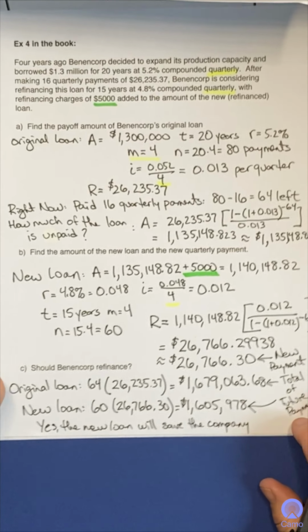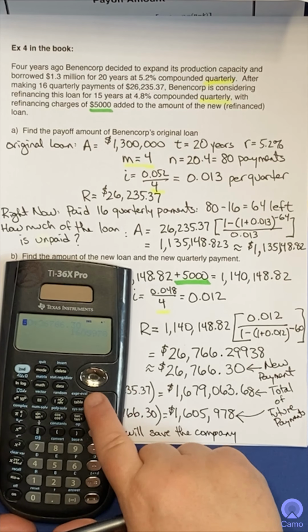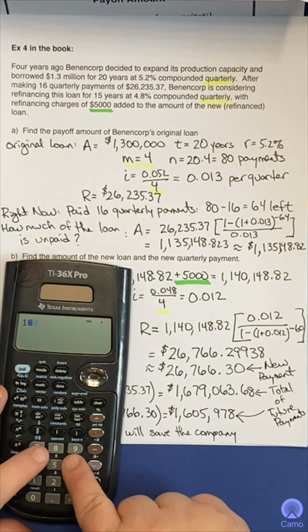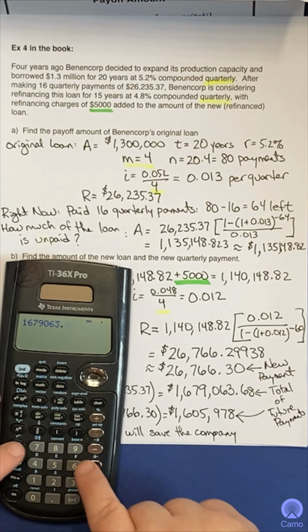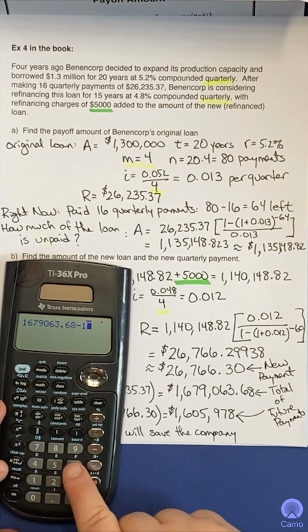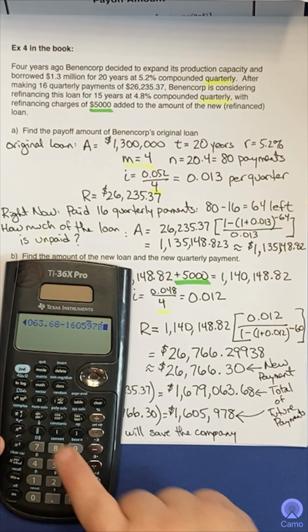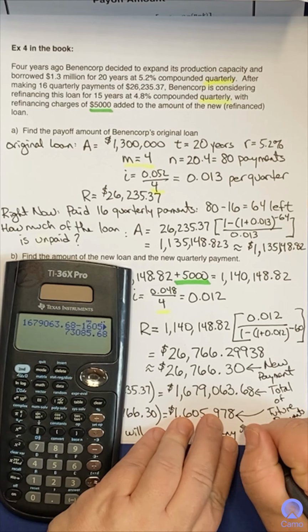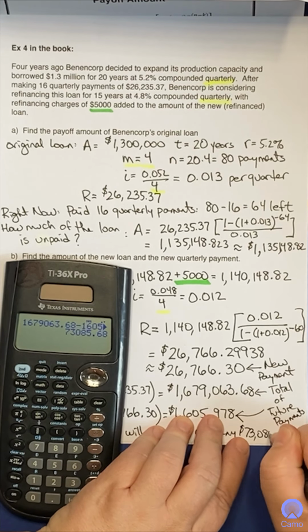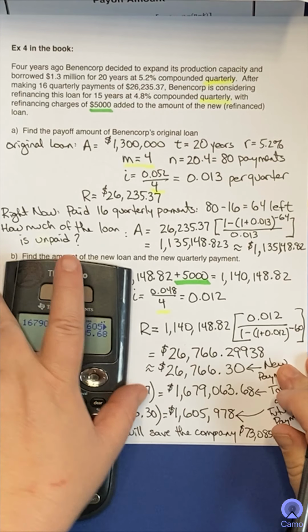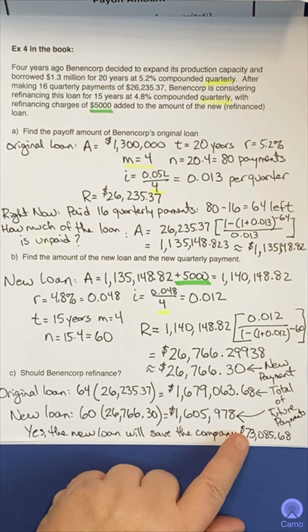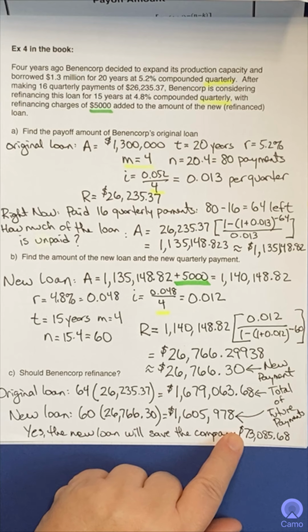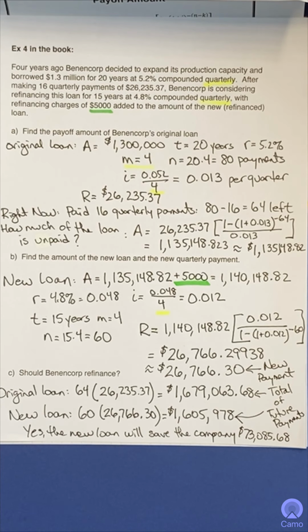and then I am running out of room. Okay, if we take 1,679,063.68 and we subtract 1,605,978, we get $73,085.68. So even with the extra $5,000 in fees, we're still saving the company $73,000 over the life of the loan. And so I think the answer is yes.